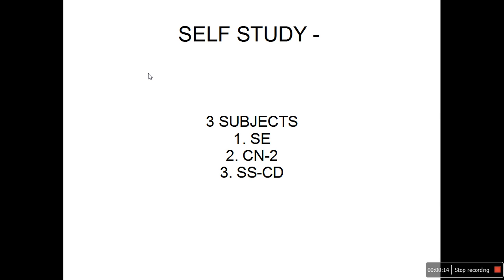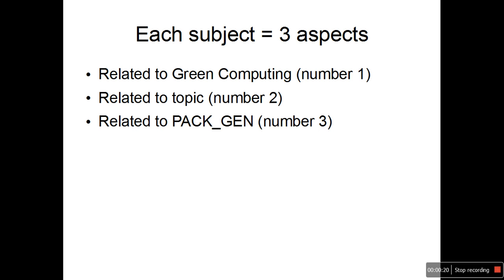I'll be covering three subjects: software engineering, computer networks 2, and system software and compiler design. Each subject will have three aspects. One related to green computing, maybe you can use that. How is it related to the topic? That's number two. And how you can use your packet generation tool to demonstrate topic or point number two.